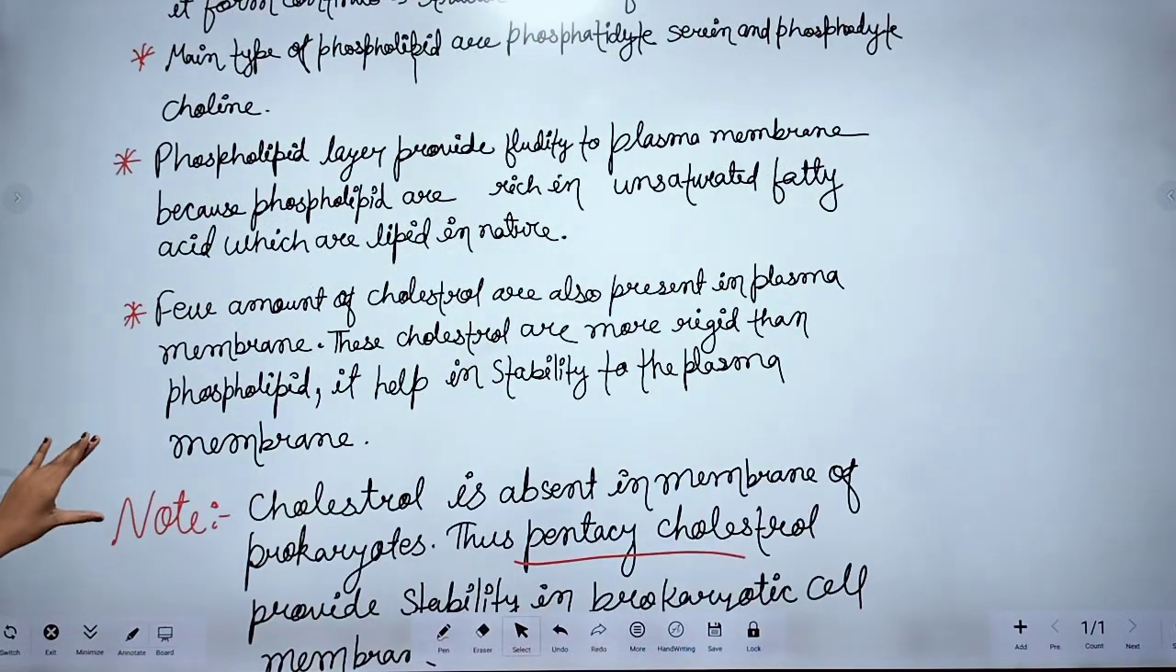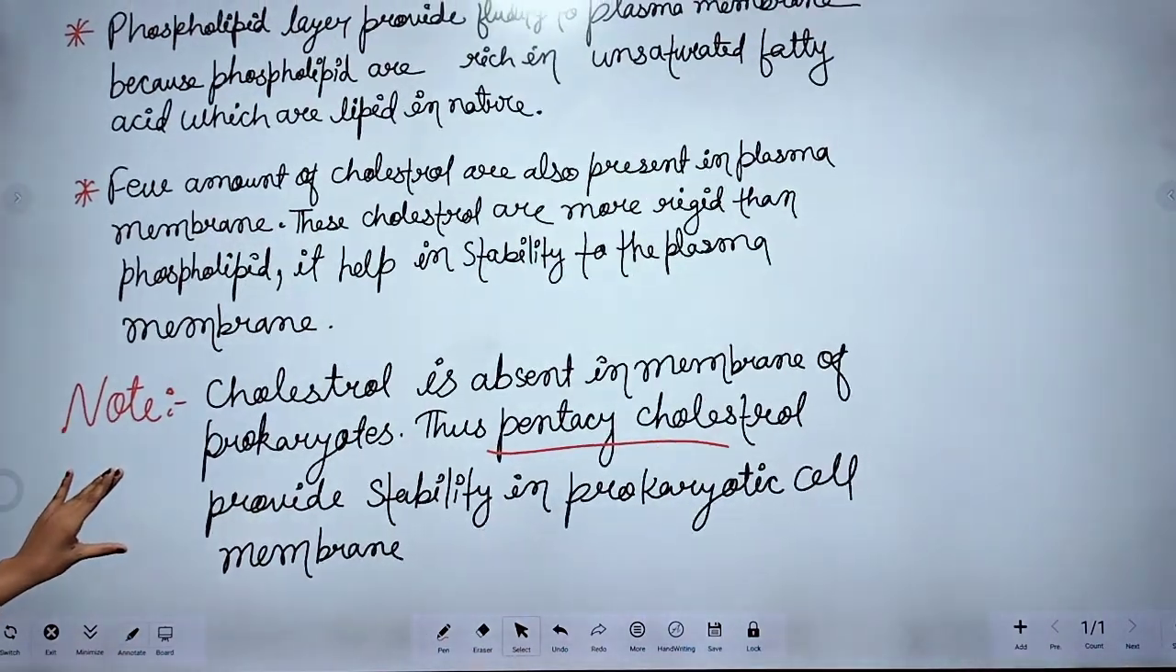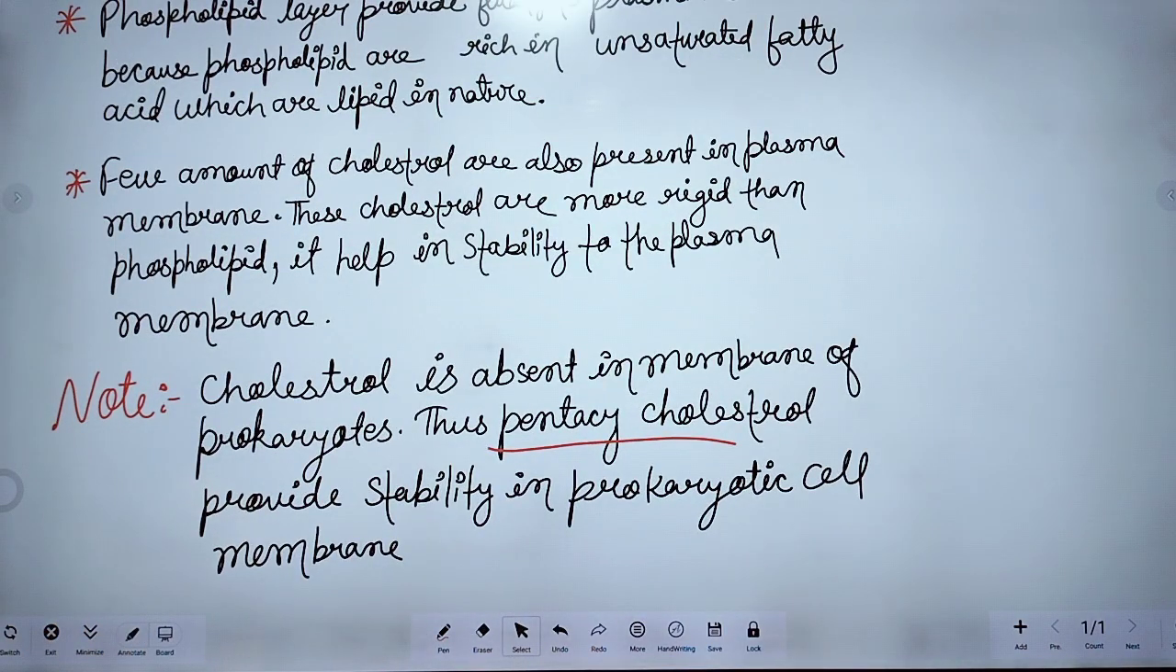Here the same thing is written, that pentose cholesterol helps to provide stability in the prokaryotic cell membrane, because cholesterol is absent in that membrane. Okay. Now let us discuss our next component of the plasma membrane, that is protein.